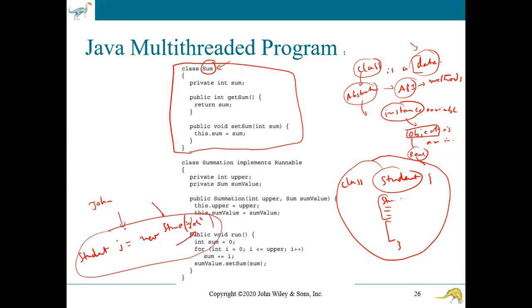This is real. That means memory is allocated for him. But for a class, memory is not allocated. It's only a description. Memory is not allocated. No consequence. When you declare class Student, unless you create objects out of it, there's no consequence.